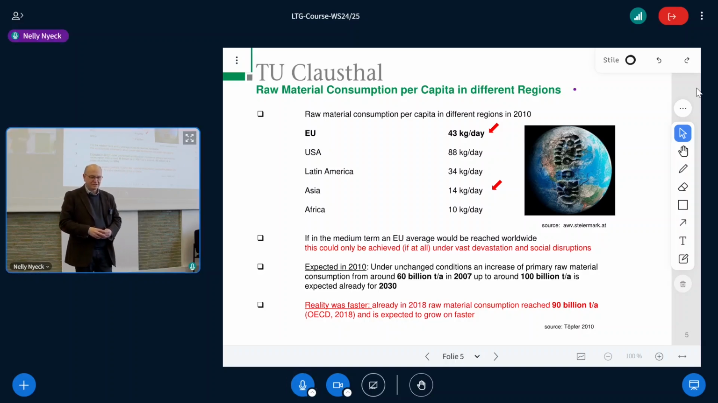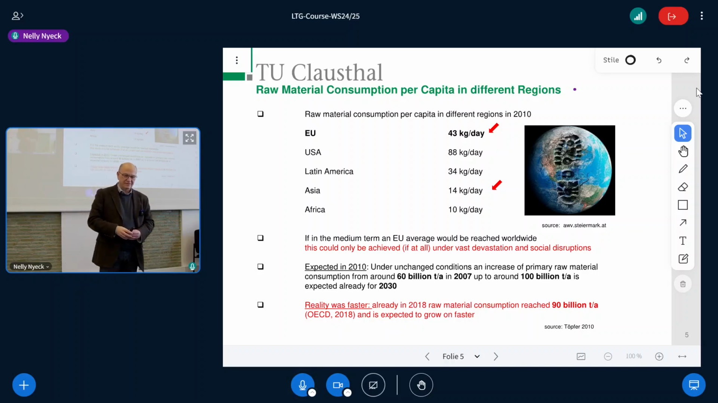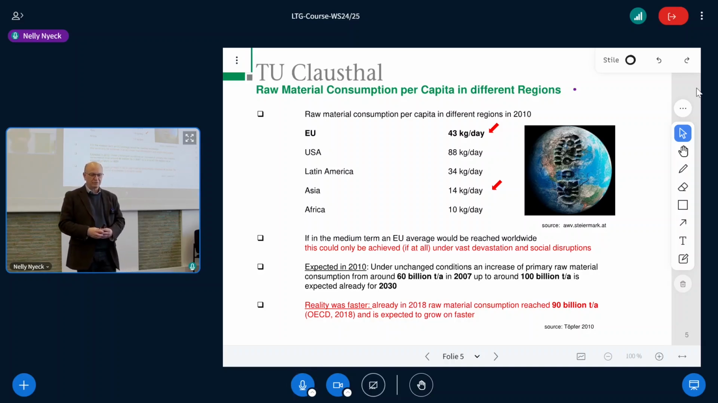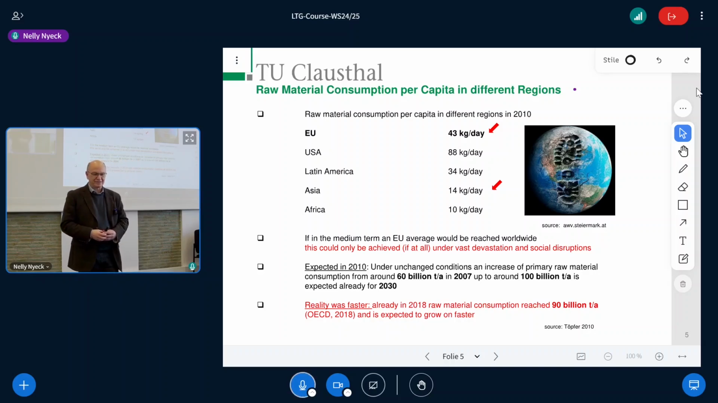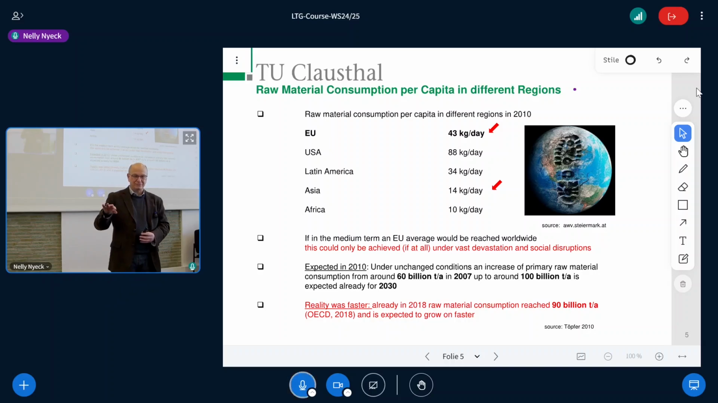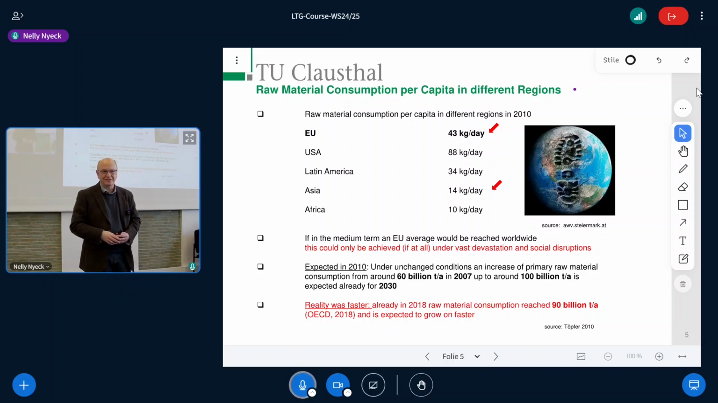In 2010, the expected numbers were rising from 60 billion tons of raw materials per year up to 100 billion tons in 2030. But in 2018, we already knew it's larger than that, because in 2018, we already had 90 billion tons per year. It was actually rather expected for 2030. So the number is rising and rising, and the question is what to do with that.